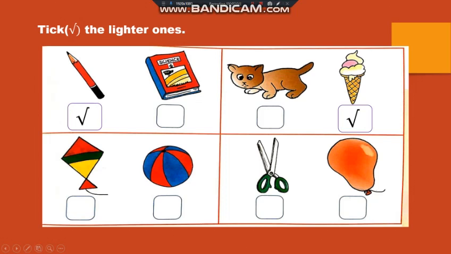Next picture, a kite and a ball. Which is lighter or heavier? The kite is light in weight, easily picked up, that means lighter in weight. And the last picture is scissors and a balloon. The scissors are heavier, that means the balloon is lighter. In this way you have to indicate lighter and heavier in your maths copy.